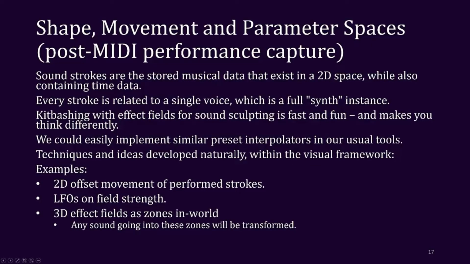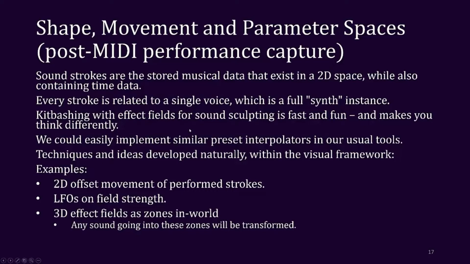So basically, these sound strokes are stored musical data that exists in this 2D space, while also containing some temporal data. And every single one of these strokes is related to a single voice, which is a full synth instance. So there are other preset interpolation schemes out there that are really cool, where normally you have a synthesizer, VST or something, and you interpolate between the different presets using a little positional knob thing. And as you go between them, it lerps the synthesizer together. In our case, each one of those strokes is an individual synthesizer. So in the same instrument, I can perform in different parts of that space and have totally different sounding strokes, and have all this blending going on.